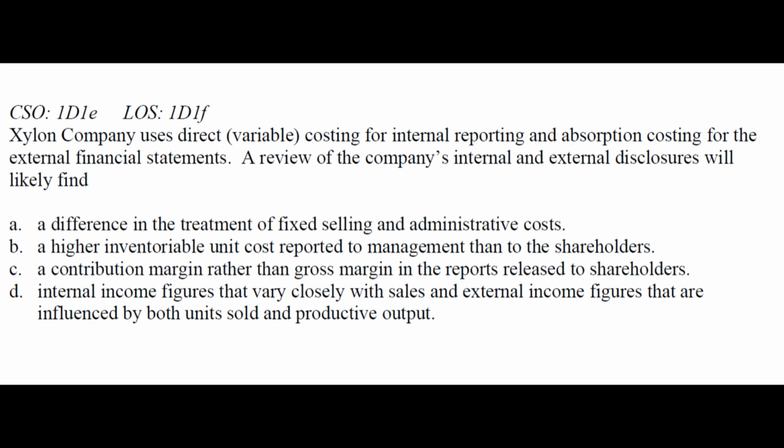Correct answer, D. Variable costing links income closely to sales, while absorption costing allows changes in production and inventory levels to influence reported operating income through the treatment of fixed manufacturing overhead.